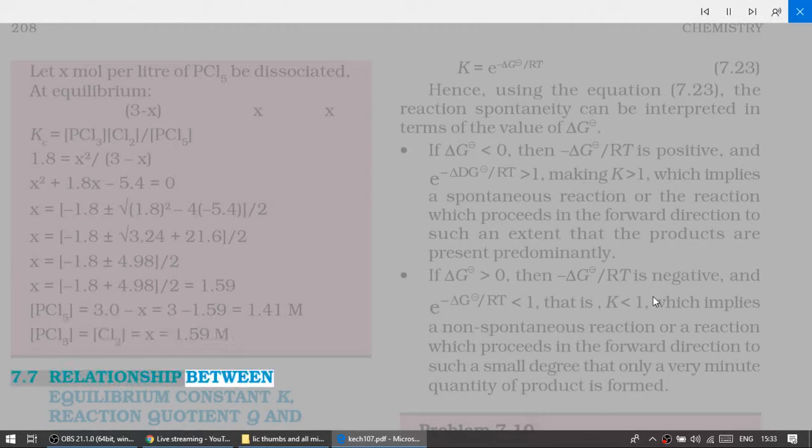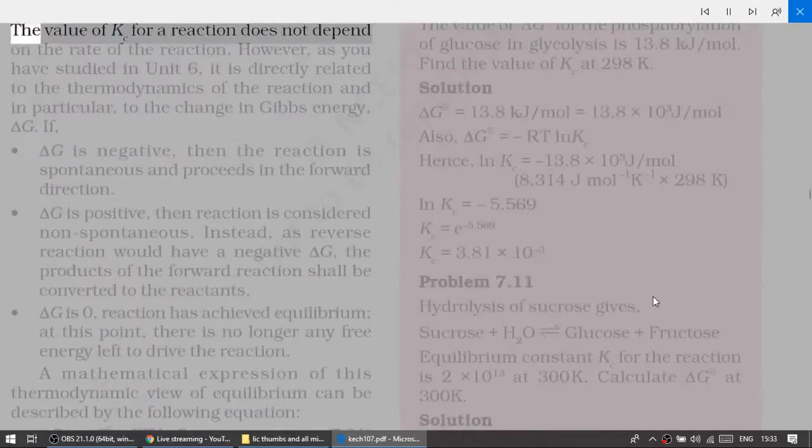7.7 Relationship between equilibrium constant K, reaction quotient Q and Gibbs energy G. The value of Kc for a reaction does not depend on the rate of the reaction. However, as you have studied in Unit 6, it is directly related to the thermodynamics of the reaction and, in particular, to the change in Gibbs energy, ΔG.